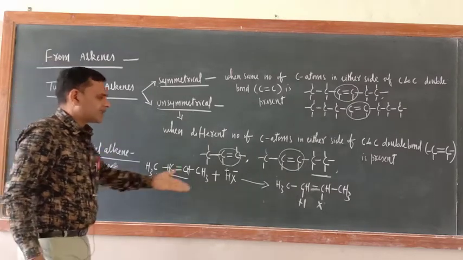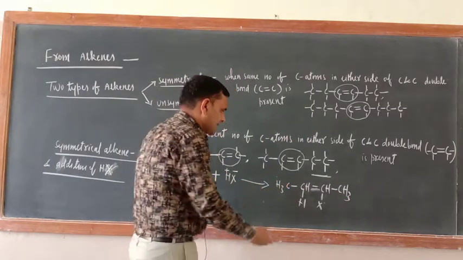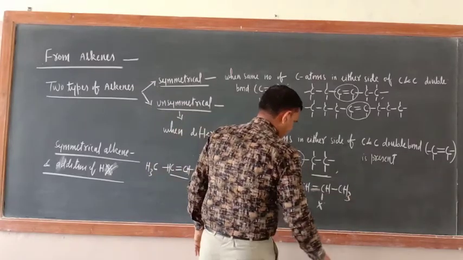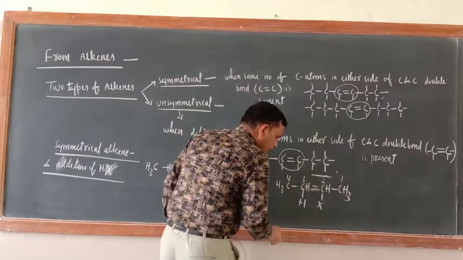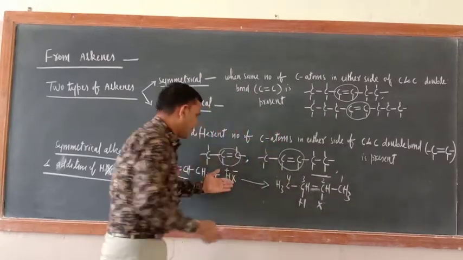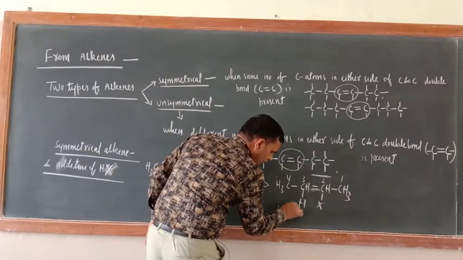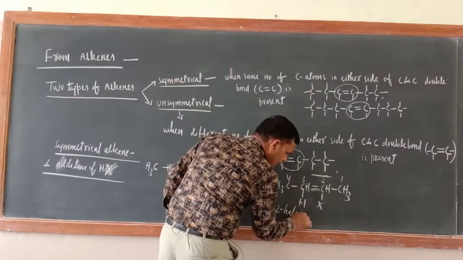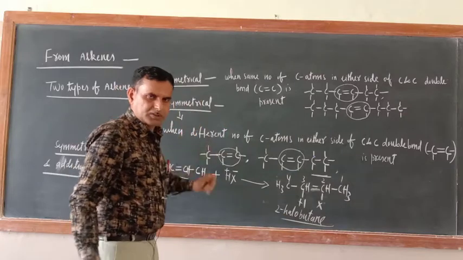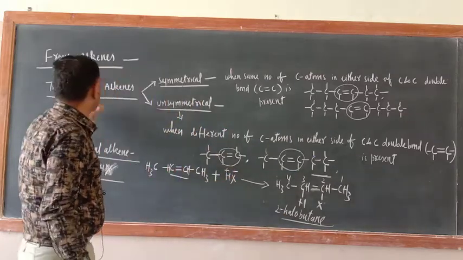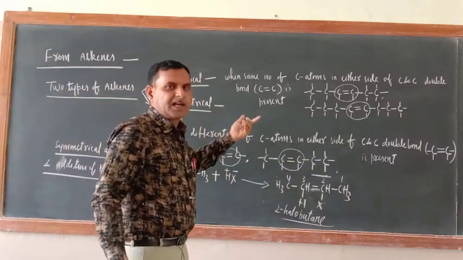Okay, in the symmetrical case, this is also an alkyl halide only. If you want to write the name, you can write the name. 1, 2, 3, 4. So what is there? 2-halo. Now you can take here Cl, Br, whatever you want. So 2-halobutane. No problem at all. So this is also a method of preparation of alkyl halide from alkene. But suppose an unsymmetrical alkene is there.